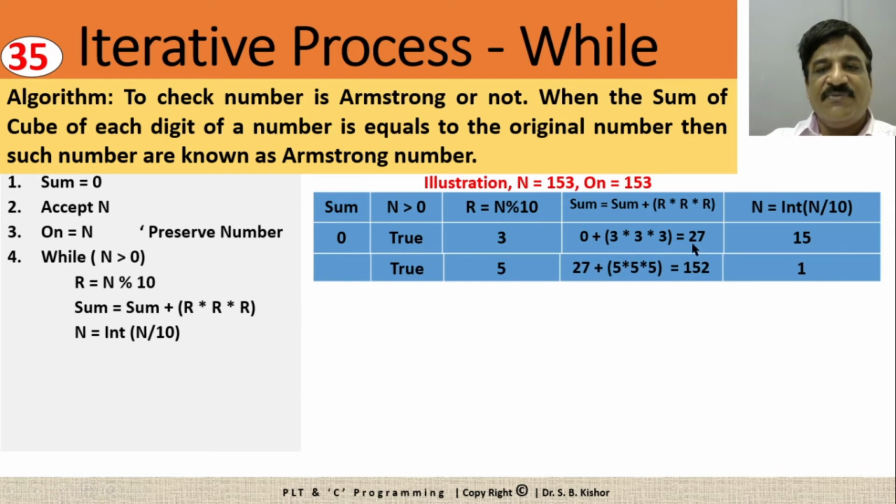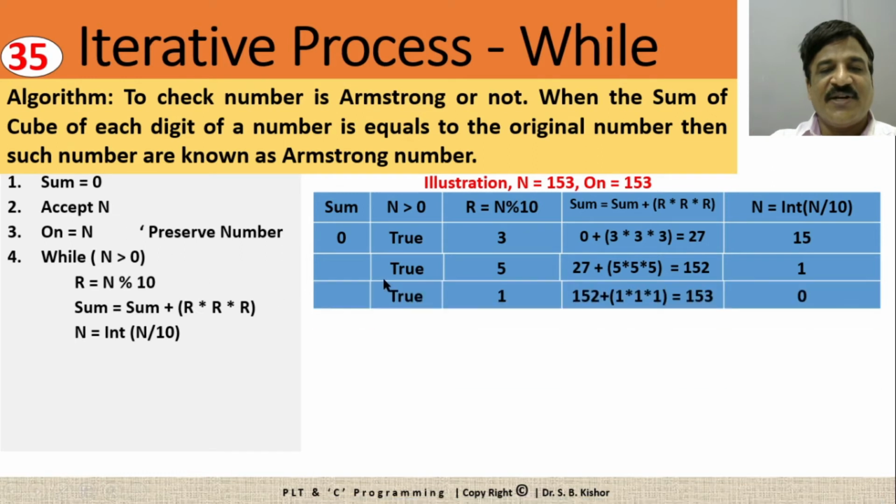Okay. So previous sum, that is what? 27 plus 5 into 5 into 5, that is 125. 125 plus 27, it's 152. 15 divided by 10, 1.5. So integer of that, it's 1. Now again 1 is greater than 0. Condition is true. Now previous sum, that is 152 plus 1 into 1 into 1, that is 1. So 152 plus 1 is 153.